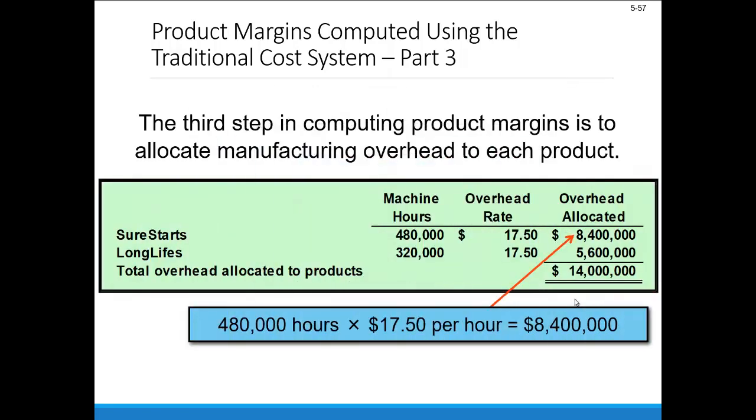Then we would have assigned overhead to the individual products using that rate. So $17.50 times, in the case of the Sure Start, 480,000 expected machine hours for a total of 8,400,000. For the Long Lives, 320,000 machine hours, so a total overhead allocated of 5,600,000. Again, we're just accounting for that total of 14 million in overhead that we estimated at the beginning of the year.